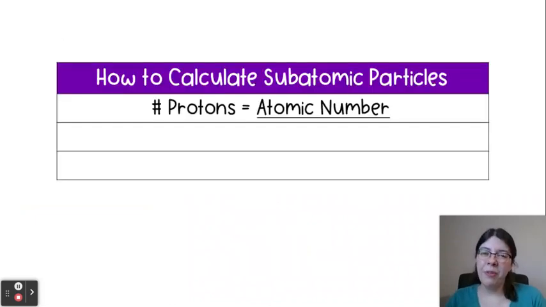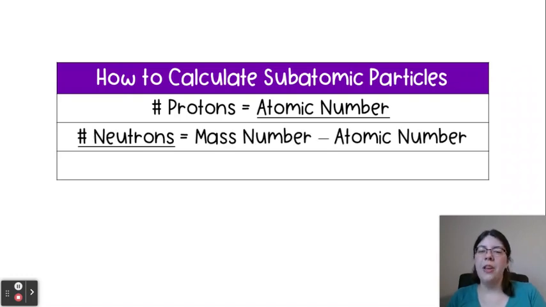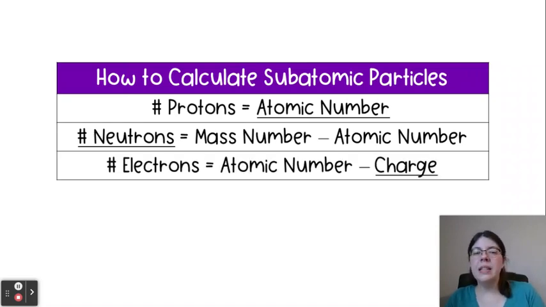So as I said before, the reason why we care about the atomic number and the mass number is because they can be used to find the number of subatomic particles in an atom. So for protons, our life is really easy. The number of protons always equals the atomic number. So we can just write that down, no math involved. For neutrons, it gets a little bit more complicated. We need to take the rounded mass number and subtract the atomic number from that to find the number of neutrons. And then for electrons, we take the atomic number minus the charge.